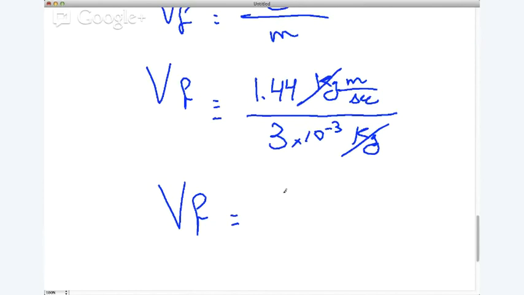I'll just punch this on my calculator here really quick. 480 meters per second.